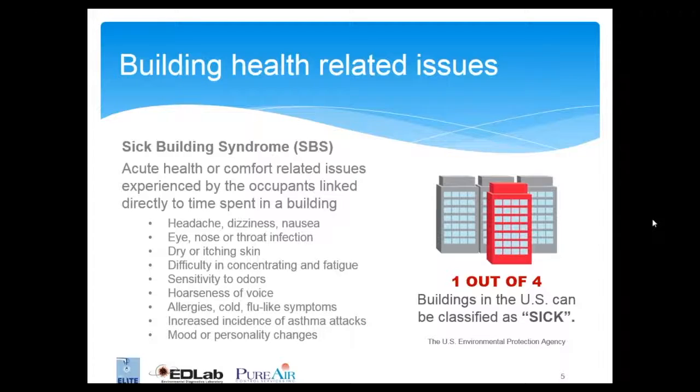So the very first thing which we need to understand is sick building syndrome, because if people start complaining that when they go into a particular type of building, they feel sick, they don't feel good, and sometimes they cannot explain or express what is happening to them. Sick building syndrome is an acute or comfort-related issue experienced by the occupants, linked directly to the time spent in the building. So what are those symptoms?